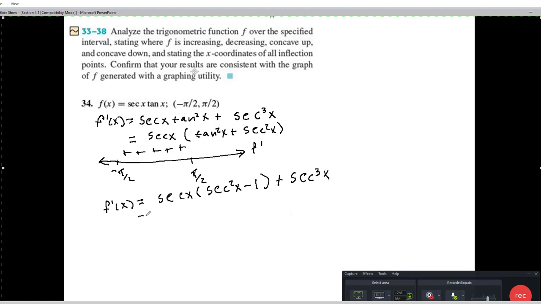And this makes things a little bit easier because now we just have the secant function, and so we have secant cubed of x minus secant of x, and then we have another secant of x over here, so that makes this coefficient a 2. And now our second derivative is a little easier to find.